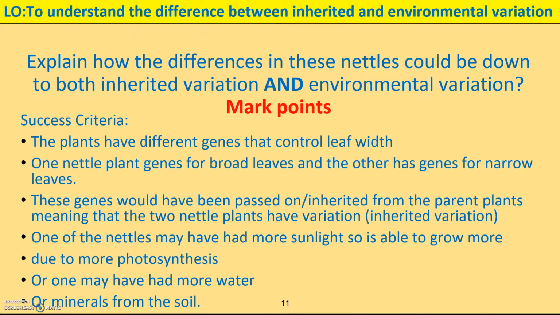So, your response should have included some or all of the following. The plants have different genes that control leaf width. One nettle plant has genes for broad leaves and the other has genes for narrow leaves. These genes would have been passed on or inherited from the parent plants, meaning that the 2 nettle plants have variation or inherited variation. One of the nettles may have had more sunlight, so is able to grow more due to more photosynthesis. Or one may have had more water or more minerals from the soil.